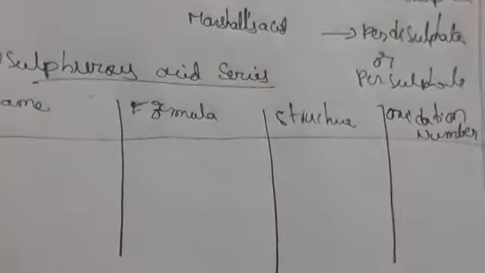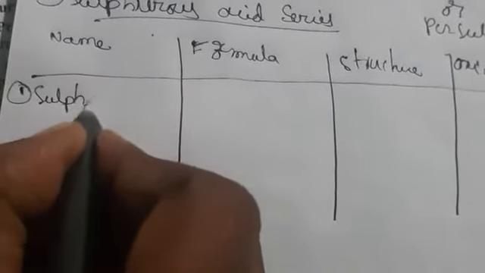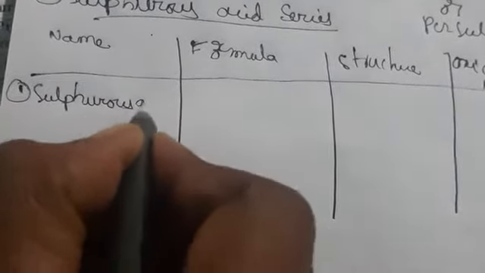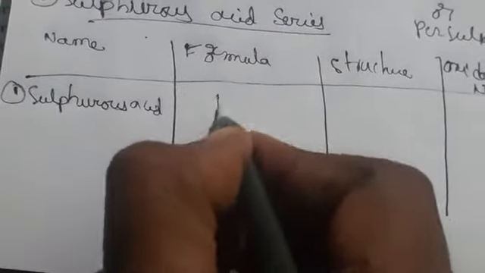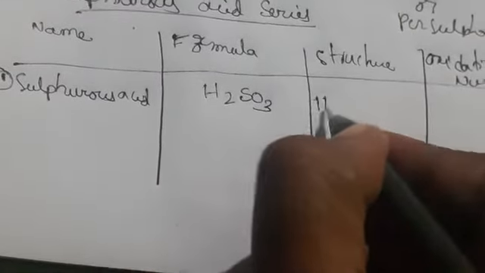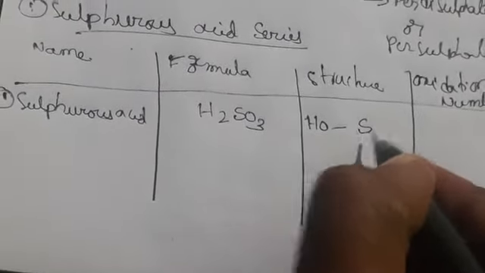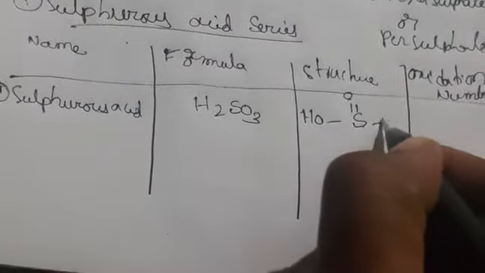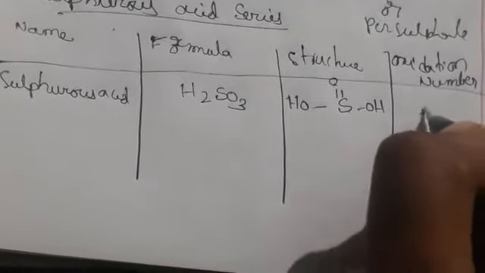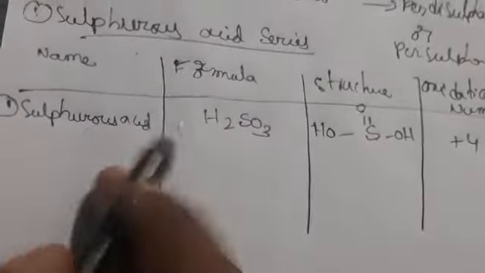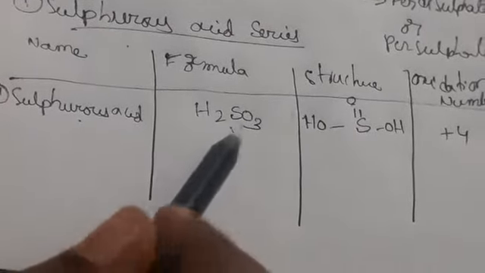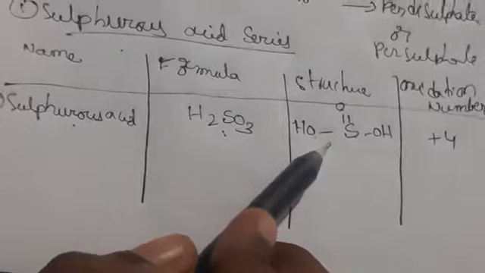Okay, now first one, let us see sulfurous acid. What is first one? Sulfurous acid. Formula we are having H2SO3, that is HO, S double bond O, OH, and oxidation number we are having here +4. So the sulfurous acid formula is what? H2SO3, and it is having this structure, and it is having +4 oxidation state.